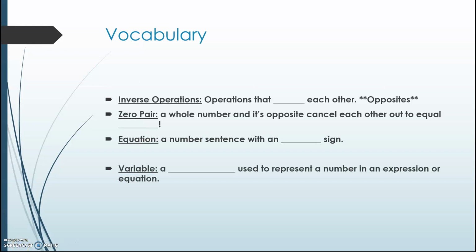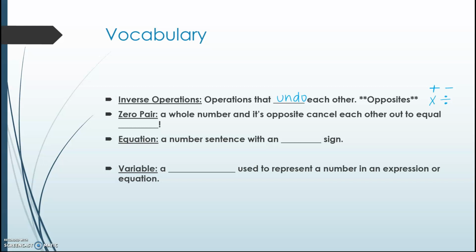Okay, so first we have vocabulary. An inverse operation is operations that undo each other. They're the opposites. So for example, adding and subtracting are inverse operations. Multiplying and dividing are inverse operations. They undo one another.